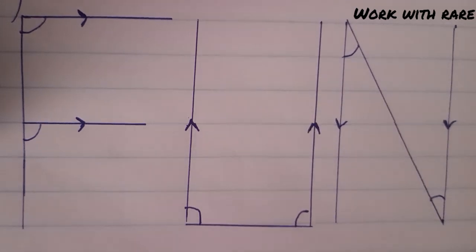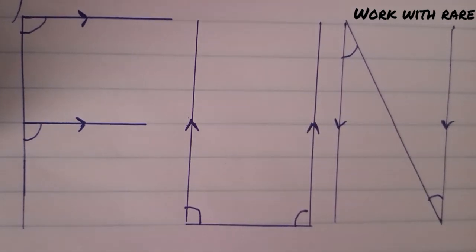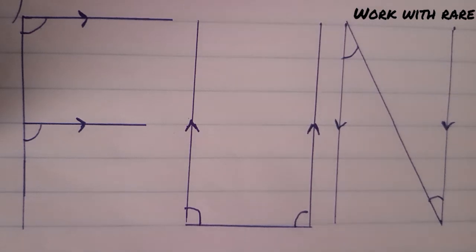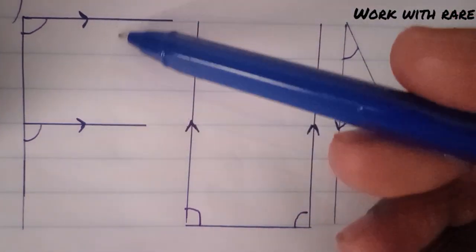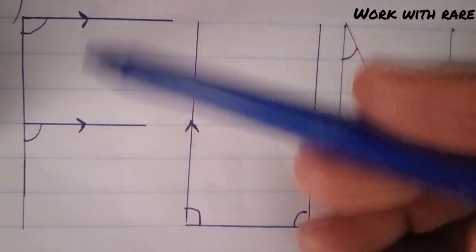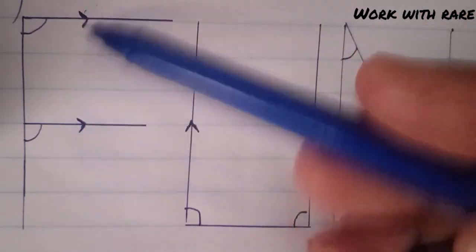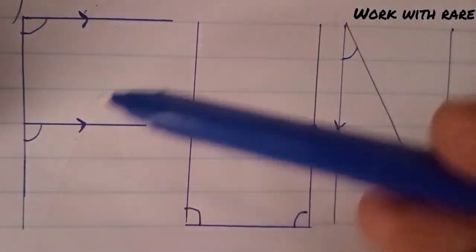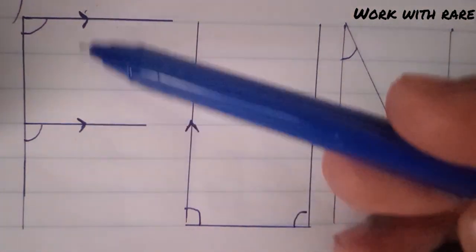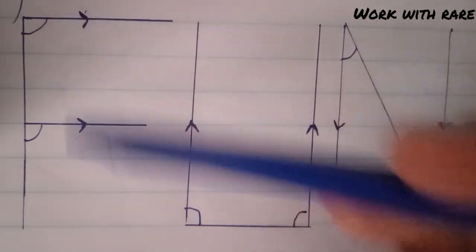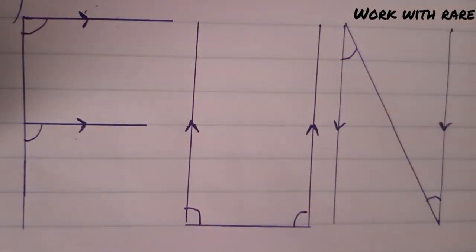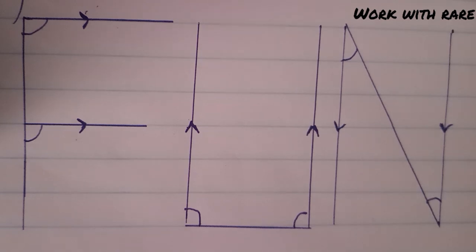So F is for corresponding angles. But remember, that's why we have parallel lines. This sign means this line and this line, these two lines, are parallel. So when these two lines are parallel and we can see these two angles, then we'll say these two angles are equal because they correspond. So for corresponding angles, the angles are equal.